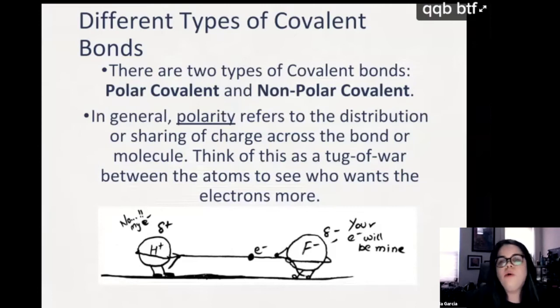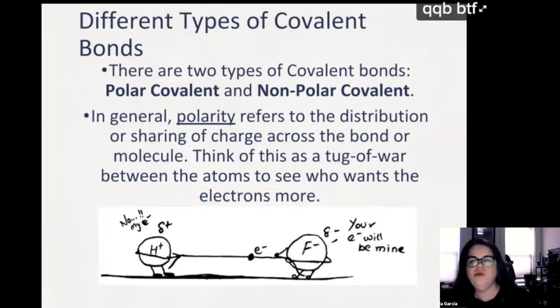The Earth is polar because it has opposite ends. If you have a polar bond, that means somebody is winning. There's an uneven sharing of electrons in that game of tug of war that is happening. Okay, so in general, as you see, polarity refers to the distribution or sharing of charge across a bond or a molecule. Think of this as a tug of war between atoms to see who wants the electrons more.